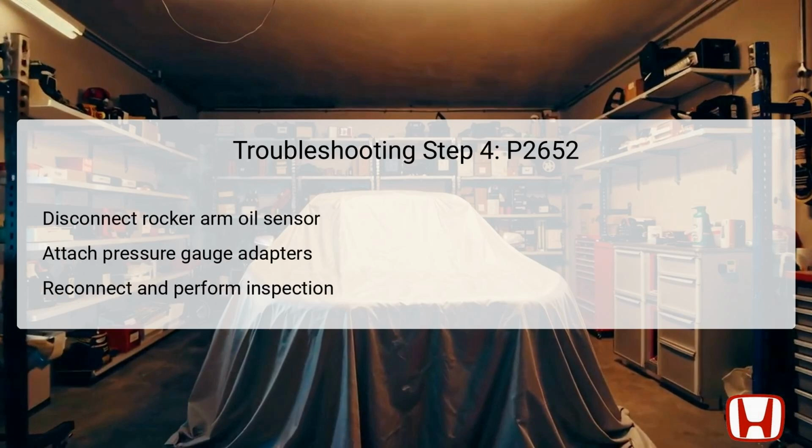The fourth troubleshooting step requires disconnecting the rocker arm oil pressure sensor connector. This procedure aids in isolating the sensor for inspection. After detaching, you will then need to attach the specified pressure gauge adapters along with other necessary testing tools, including the AT low pressure gauge and a pressure test hose. These adapters are essential for accurately measuring the oil pressure in the rocker arm system.